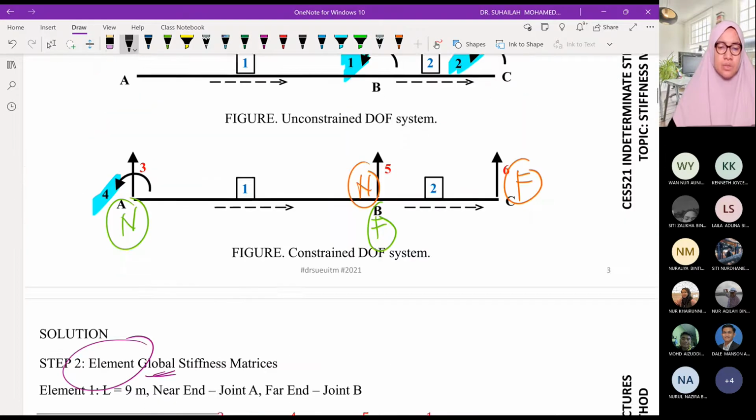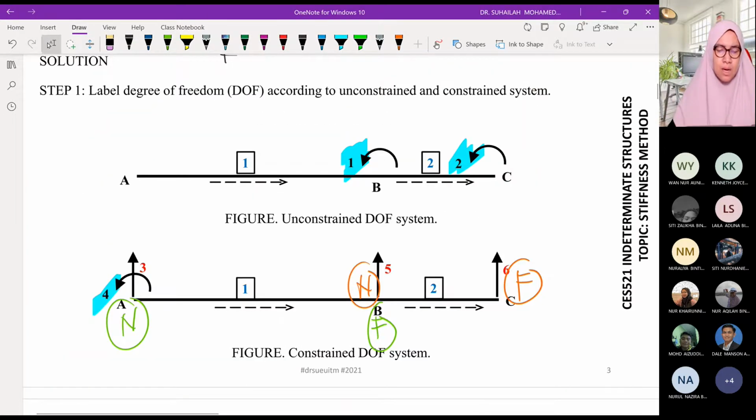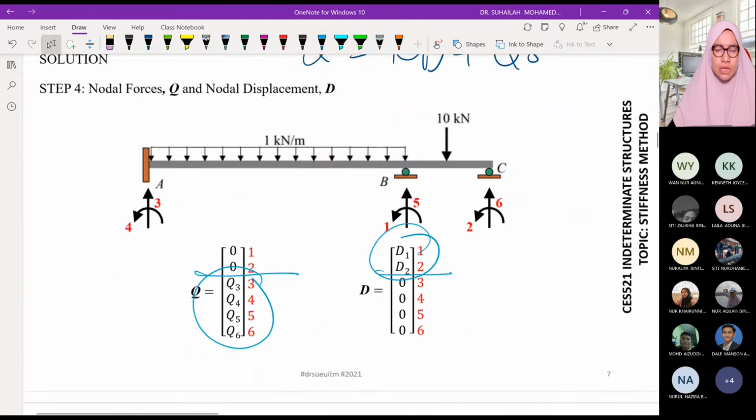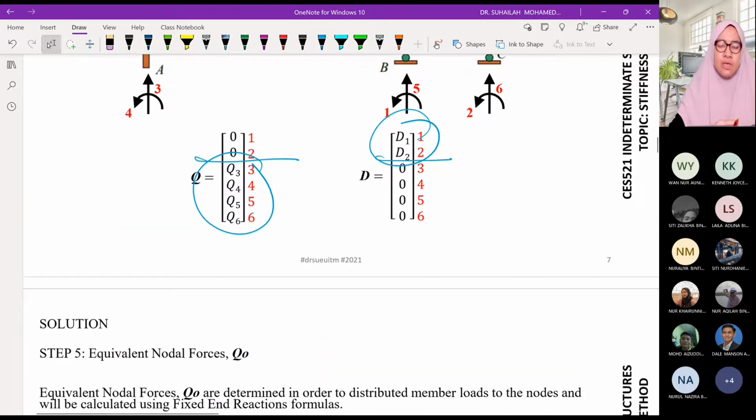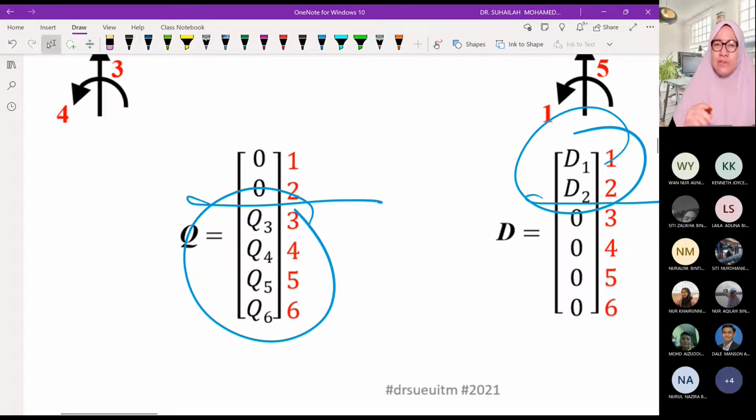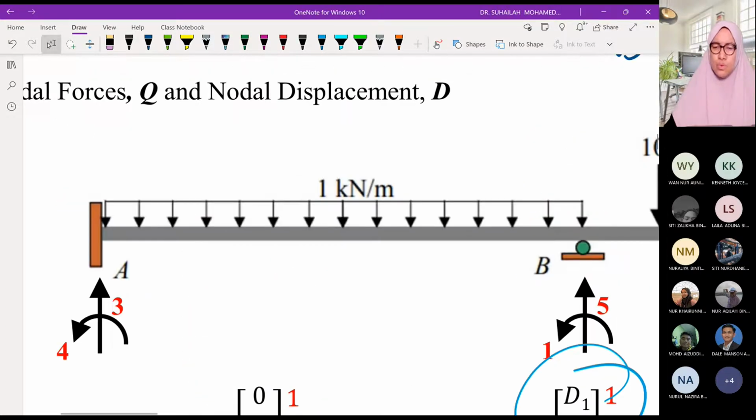Okay. So sama juga kita tengok Q macam tu juga. Q, there are 6 positions of Q. So what is the physical meaning of Q1? What is the physical meaning of Q2? Okay. So in terms of forces, in terms of Q, position 1 and position 2, Z component, it is representing moment at position 1, moment at position 2.